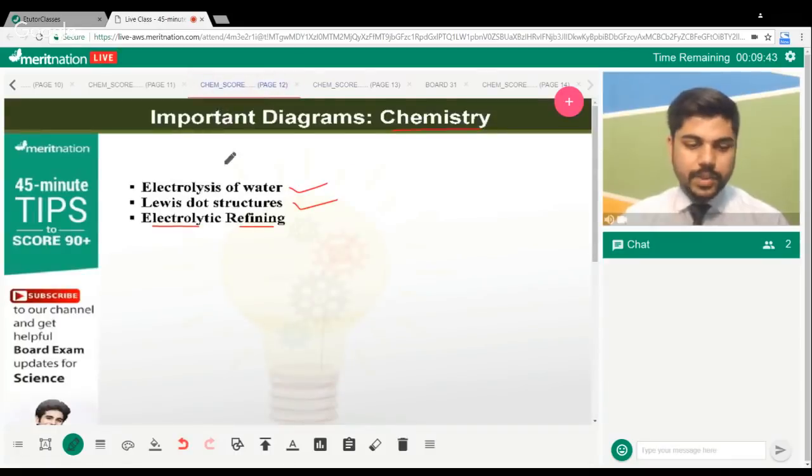And yes, in chemistry, we can discuss the electrolysis of water. Guys, the point is you have to first of all prepare these diagrams at your highest priority, and then only you go for the other topics from the diagrams point of view.